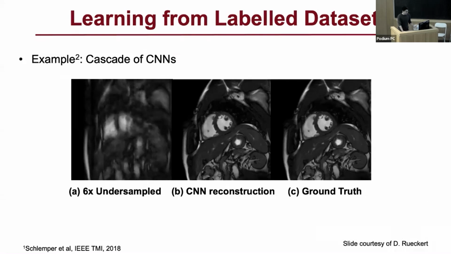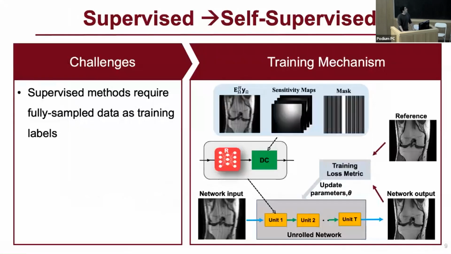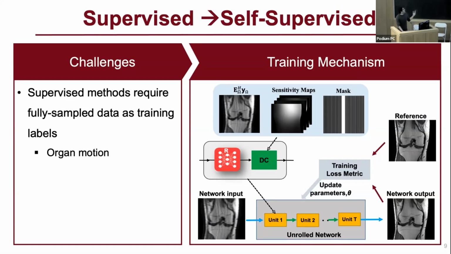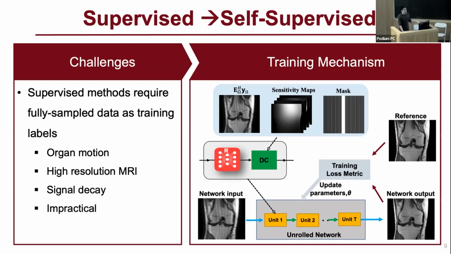But one of the main problems is, you can do supervised methods if you have a reference, but in many scenarios, we don't have that. One example is organ motion. Or if you do high resolution MRI, the scan time becomes excessively long. In diffusion MRI, the signal decays quickly, so you don't have a reference. And overall, it's impractical and it's costly. So the question is, if you don't have that reference, how can you compute the loss and update your parameters?